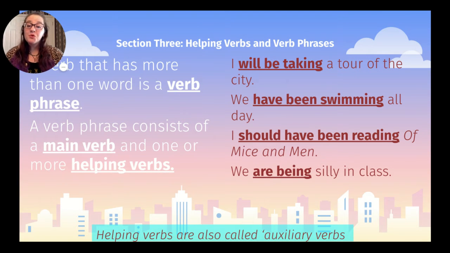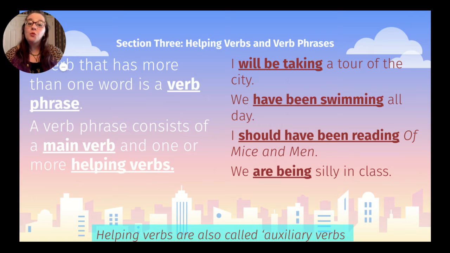Now, a verb that has more than one word is what we call a verb phrase. And a verb phrase consists of the main verb and one or more helping verbs. And helping verbs are also called auxiliary verbs. You may hear them referred to by either name. I usually call them helping verbs, but some teachers will call them auxiliary verbs. So just keep in mind that that is another name for them. And your main verb, when you're working with action verb phrases, will be the action of that verb phrase.